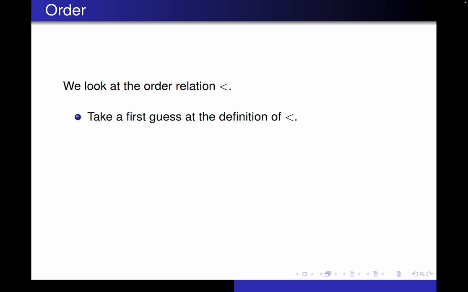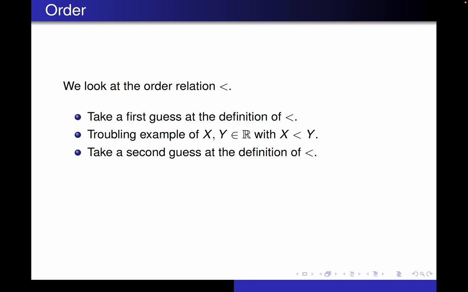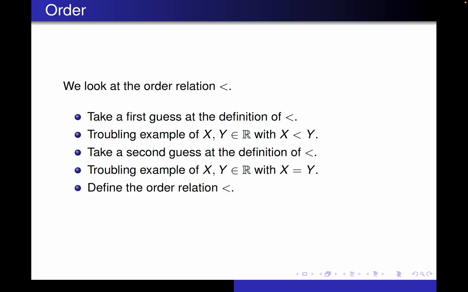So we're going to take a first guess at the definition of less than. We're going to look at a troubling example of x and y with x less than y that shows us why that first definition isn't so great. We're going to take a second guess at the definition of less than. We're going to find another troubling example that makes our definition not so great. And then finally, we're going to get the real definition of the order relation. That's going to sound weird if this was the first thing we heard, but given the examples that we had before, will hopefully make sense.